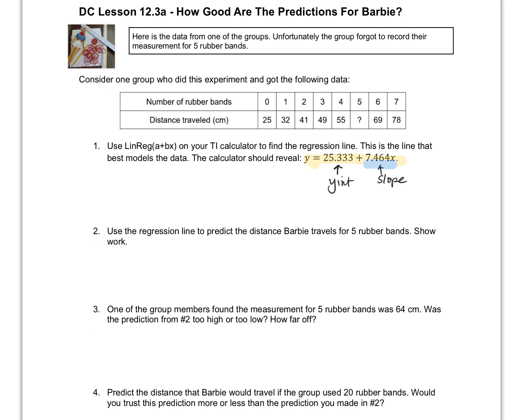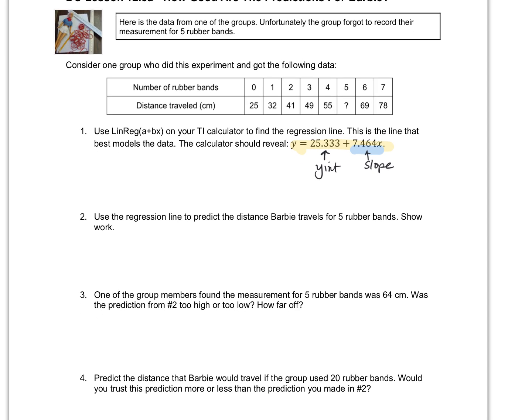All right. Now, it says use the regression line to predict the distance that Barbie travels for 5 rubber bands. Since we don't know, we can use that line to make a prediction. All right, so how do you suppose we would use the line to make the prediction? 5 represents the number of rubber bands, right? So input 5 for x. So let's do that.